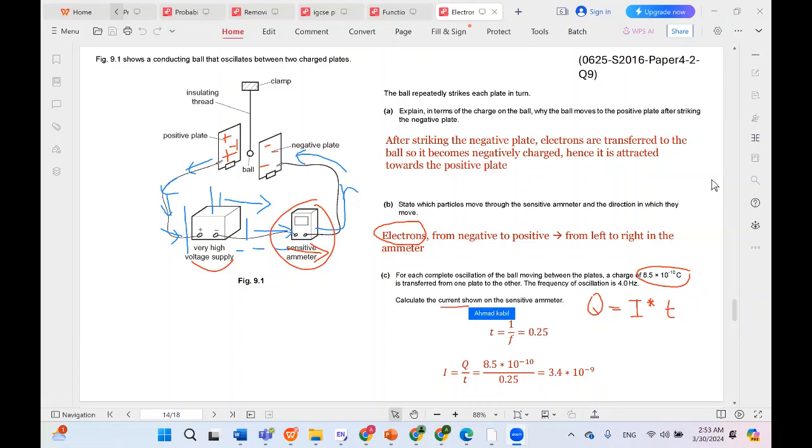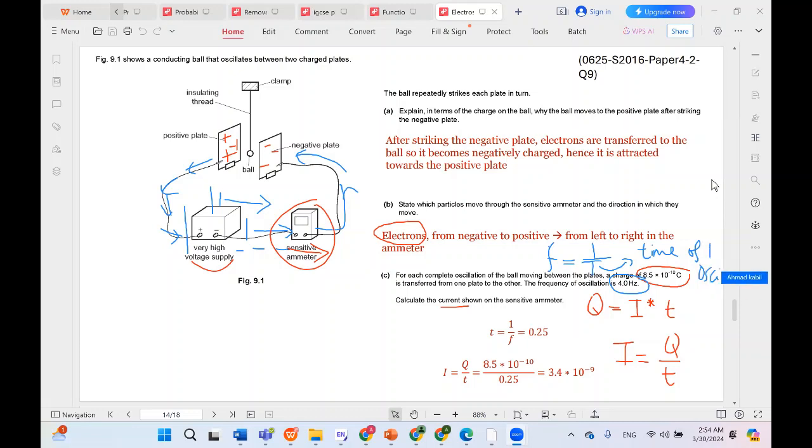So we can rewrite it as I equals Q over T. But we're still not given the time, so we cannot find T directly from the question. We have to calculate it. We are given the frequency instead. And from waves, you should know that frequency is the number of cycles per second, and it's actually just 1 over the period of oscillations, where the period is the time of one oscillation.